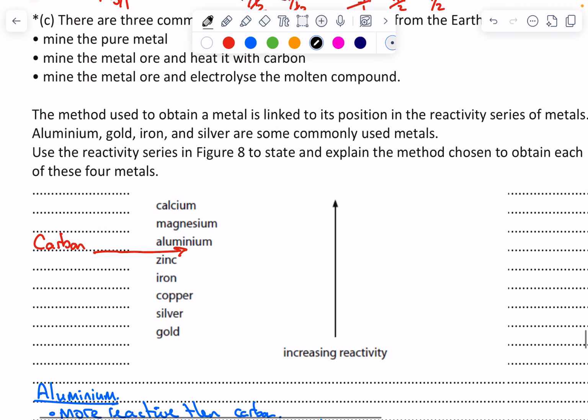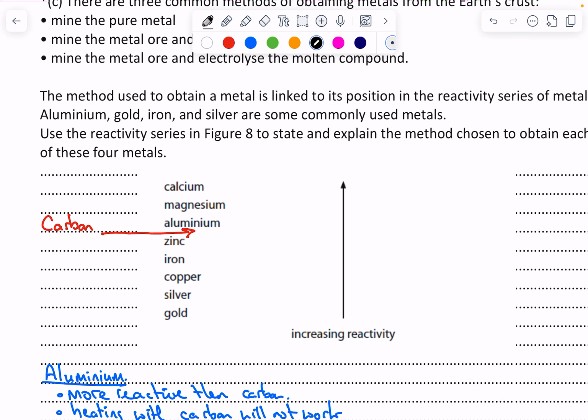So, to help with this, what I've done is I've put the reactivity series here for you so we can see it. And then I've actually placed where carbon would be in the reactivity series because that's a good reference point. So let's have a look at the metals they want.